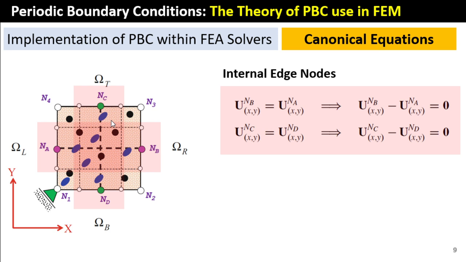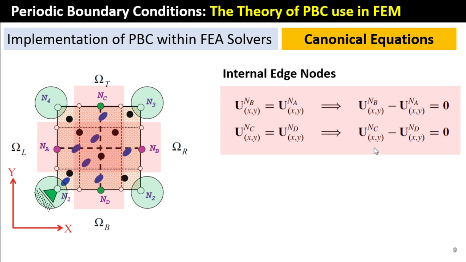Node C has to be equal to node D in displacement. If we're dealing with temperature, it will be the same. If we're dealing with velocity, it will be the same. Whatever variable you're looking at has to be equal to the variable on the other point, so that this mirror or repetitive displacement feature would appear. And so this is what we have there.